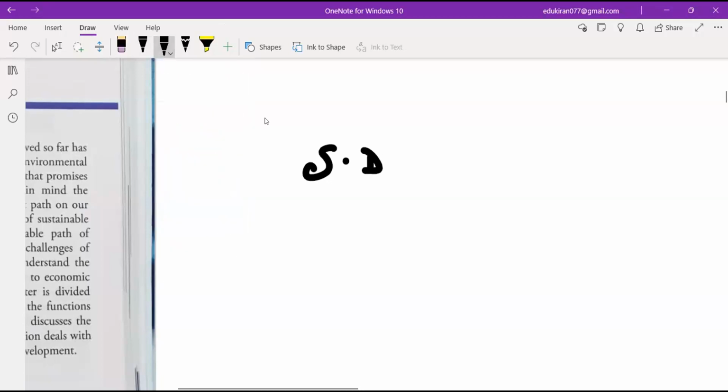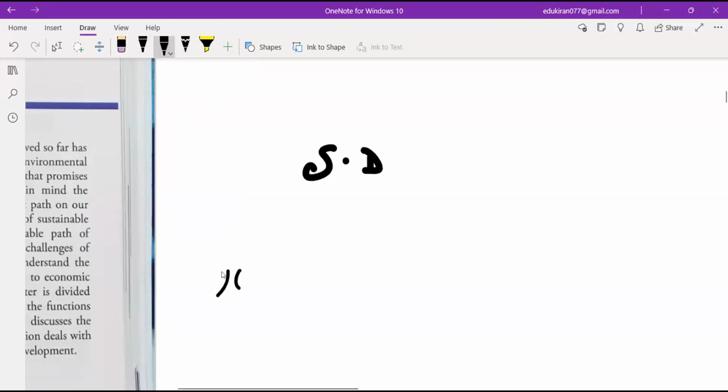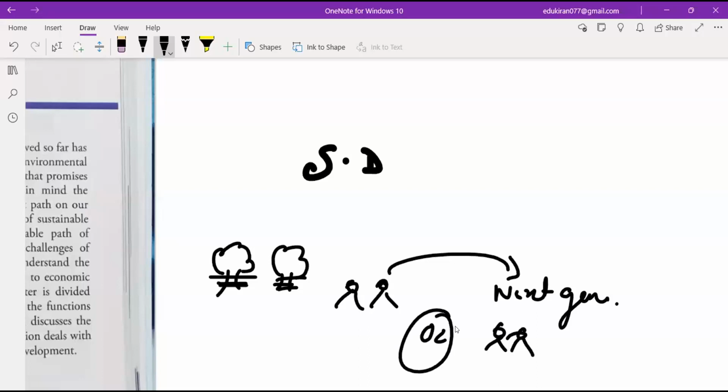whenever the term sustainable development comes to your mind, just think utilization. For example, these are the trees, and these are the people, two people. If they cut down these trees, of course, there will be the next generation. Yes or no? If they cut down these trees, the next generation won't be able to use them and won't be getting any oxygen, right?